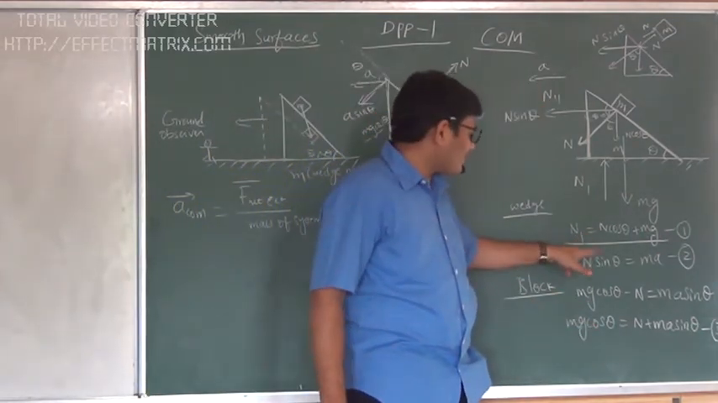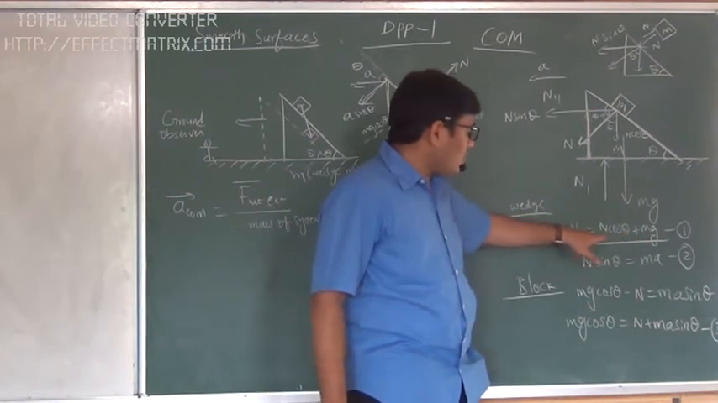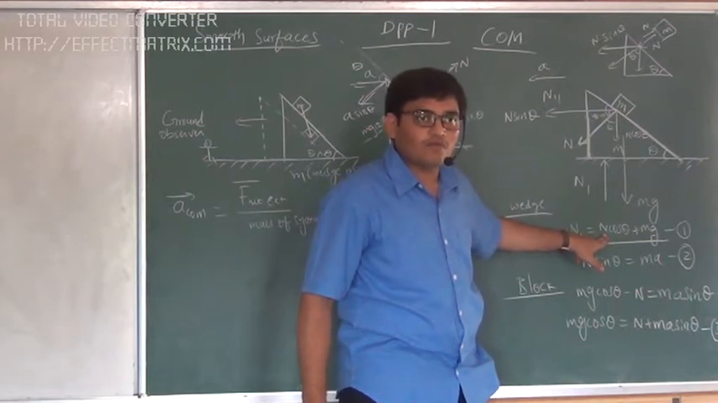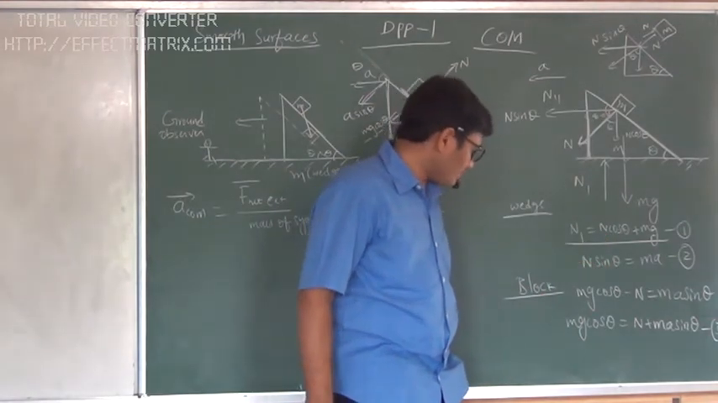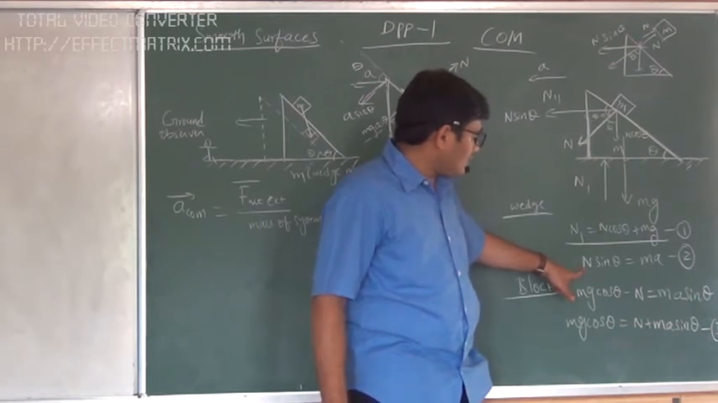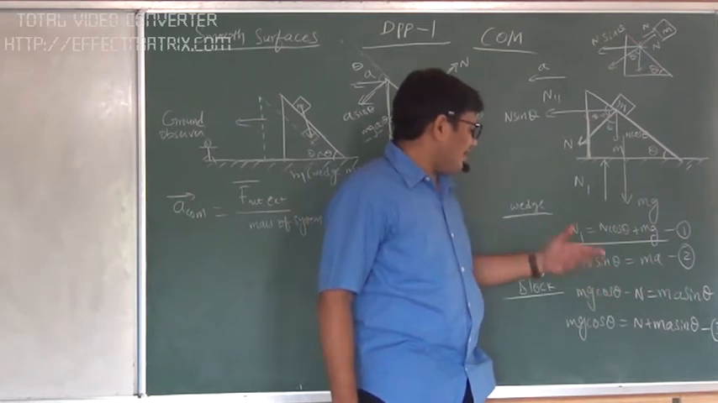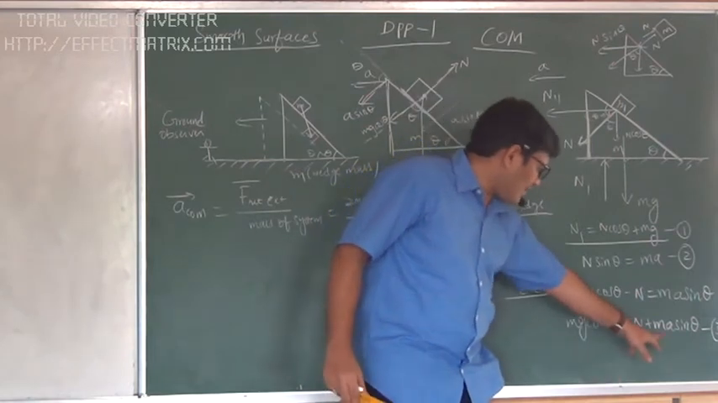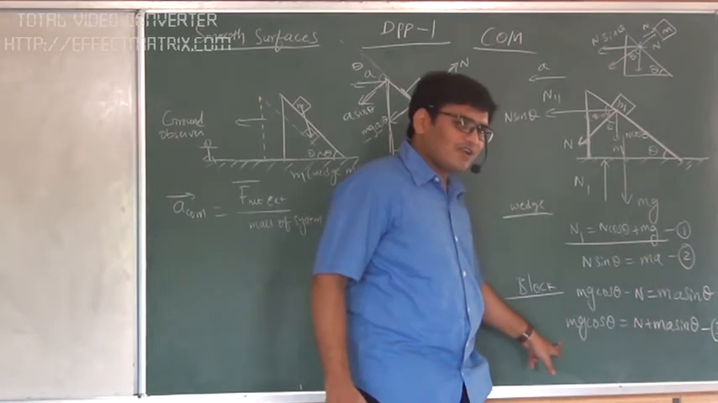You get N1. Theta is given. So to get N1, we need the N value. How to get the N value? N is equal to MA upon... no, those things. You replace MA with N sin theta here. You make N common. You will get the N value directly, or not?